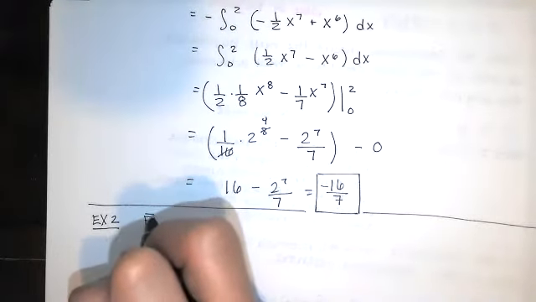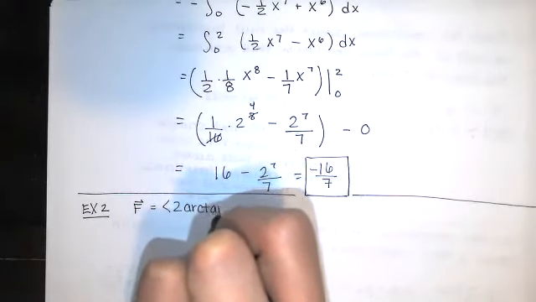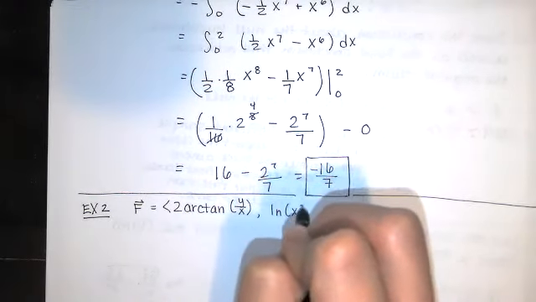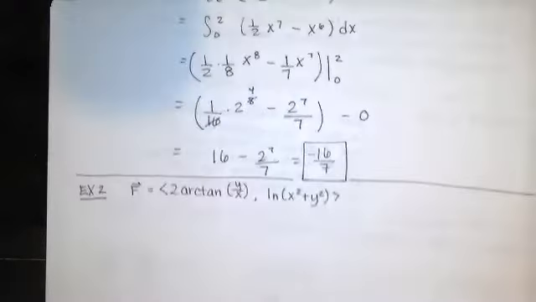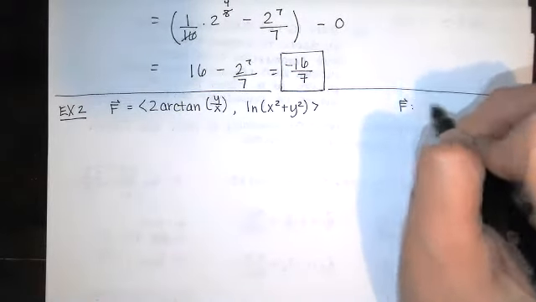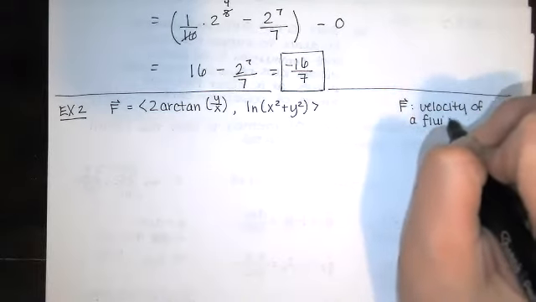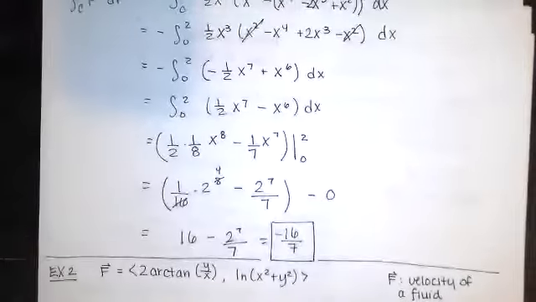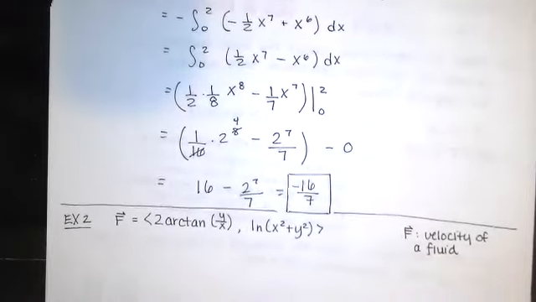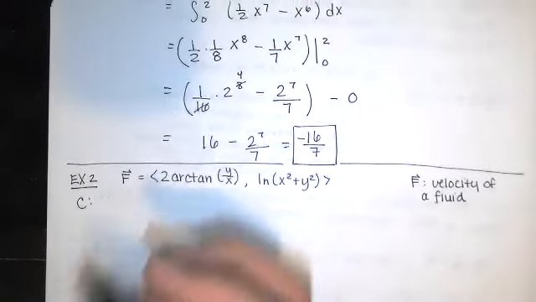So let's say our field is 2 arctangent of y over x and natural log of x squared plus y squared this time. And let's say that F represents the velocity of some fluid, in a region in the xy plane where both of these are well defined. And let's say the curve C is given by this equation.